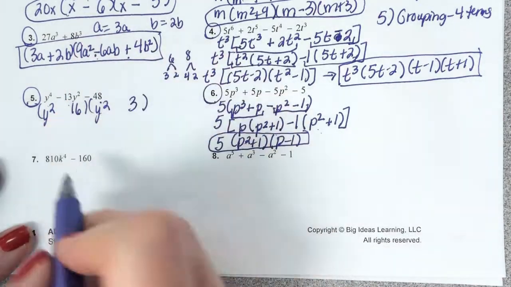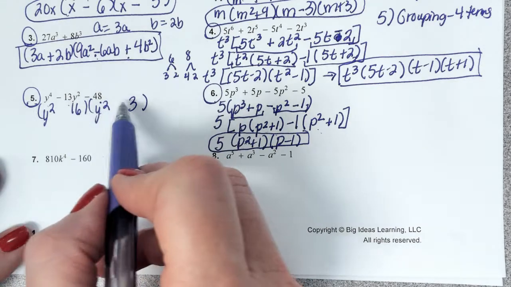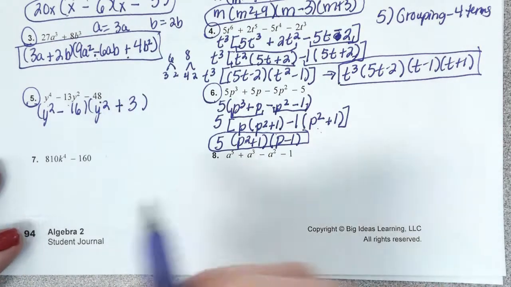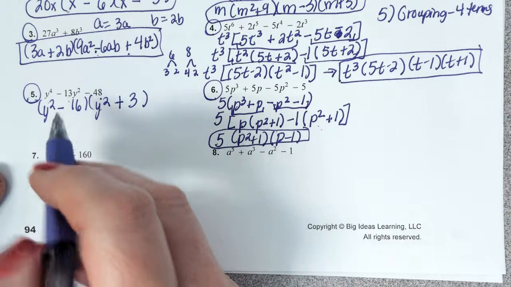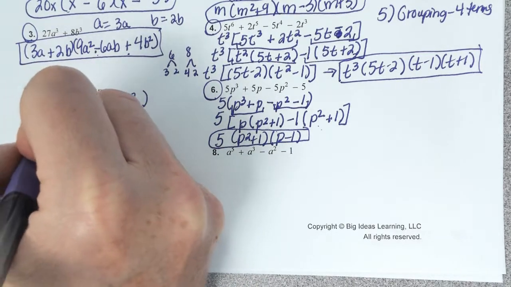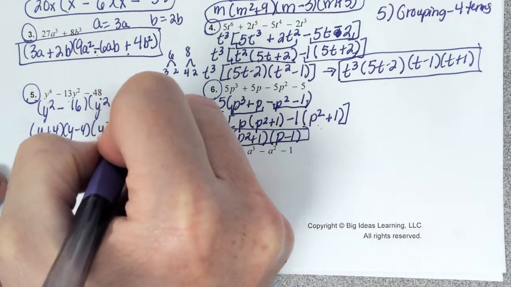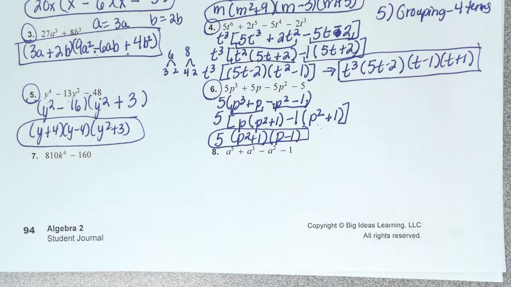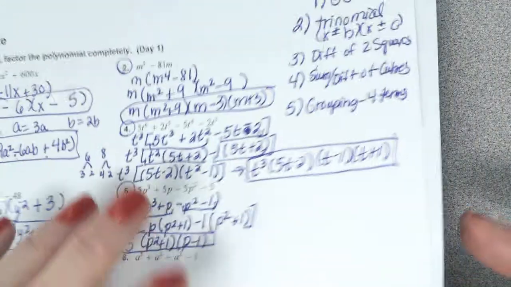16 and 3. I need to get a negative 13 with those outers and inners, so which one's negative? 16's negative, 3's positive. I look at this. This cannot go down any further, but this can. It's a difference of 2 squares. So y plus 4, y minus 4, and then y squared plus 3. Any questions there? All right. Let's flip over to the next one.